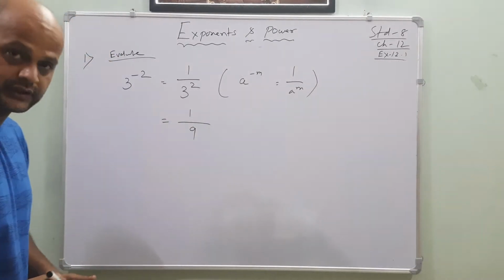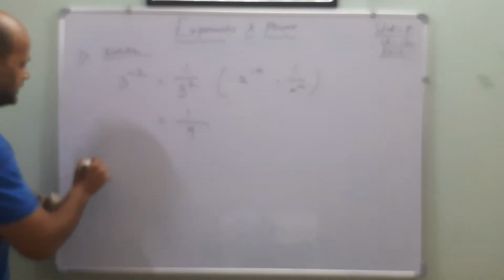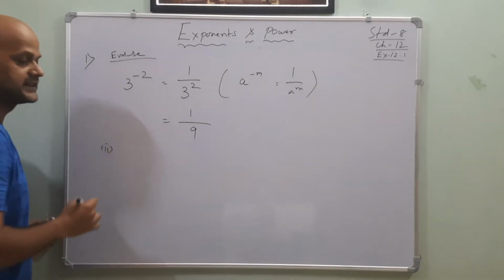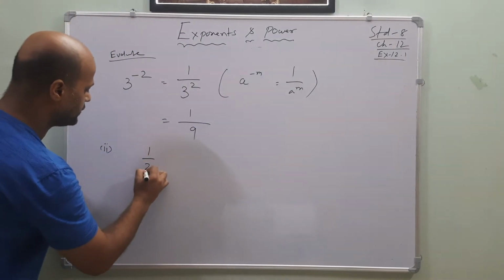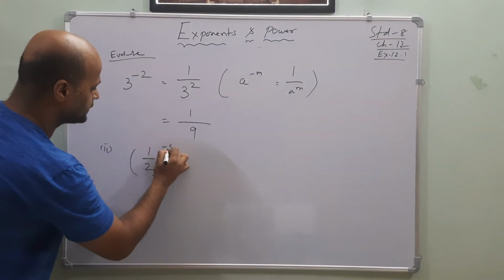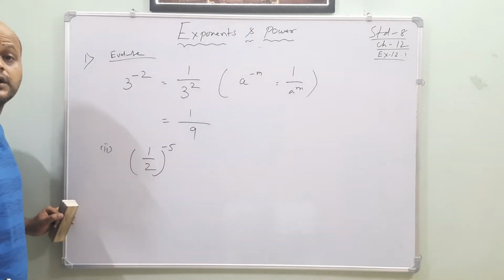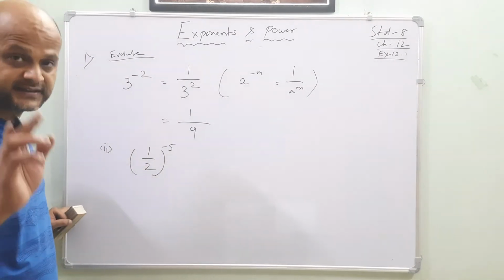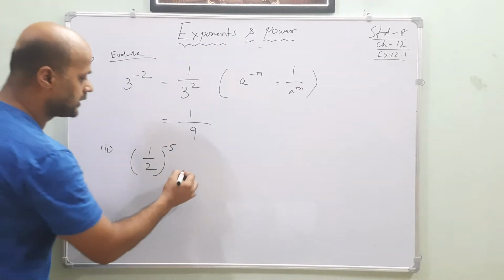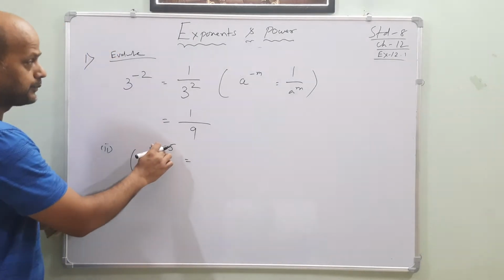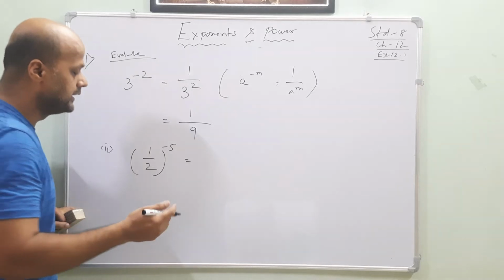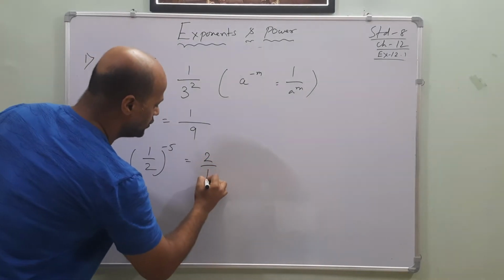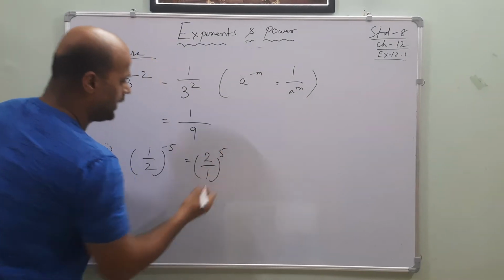Okay, let's go to the second one. What is the second one saying? The second bit is saying 1 by 2 whole power of minus 5. Now again, the power is minus. What you have to do? Take out the power. If it is in fraction form, then the fraction will become reciprocal. That is 2 by 1 whole power of 5.